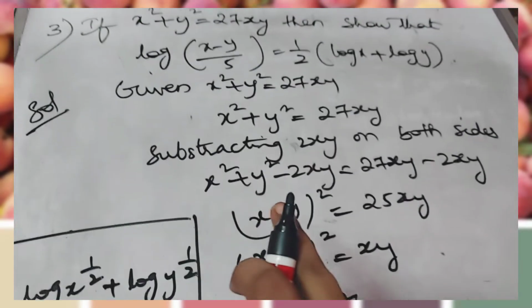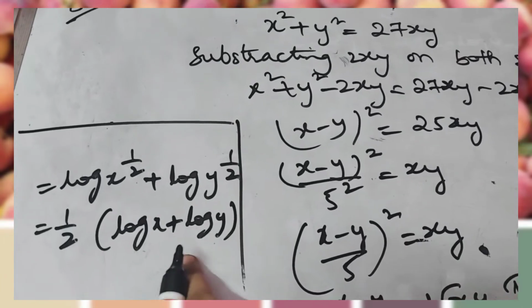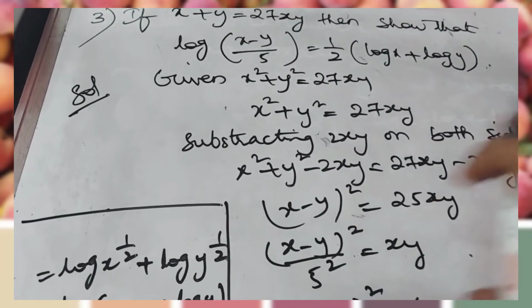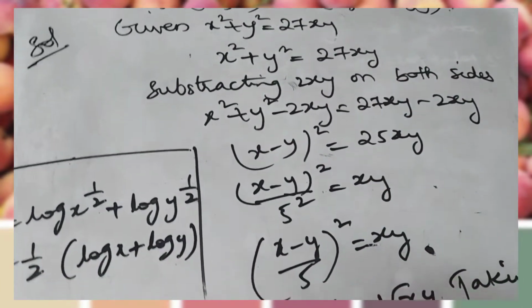Hence it is proved. What is given in the question? log((x − y)/5) = (1/2)(log x + log y). It is proved. So this is the easiest method.